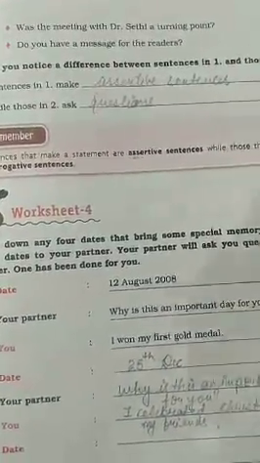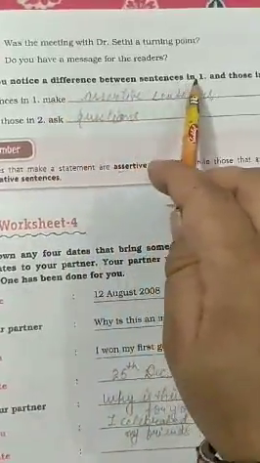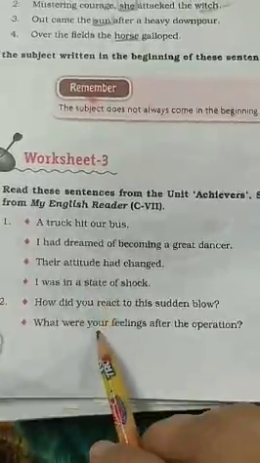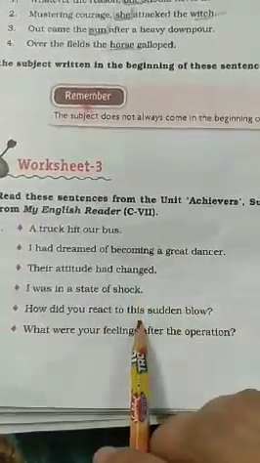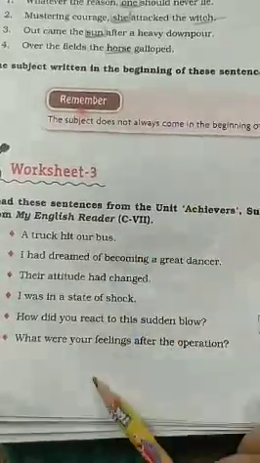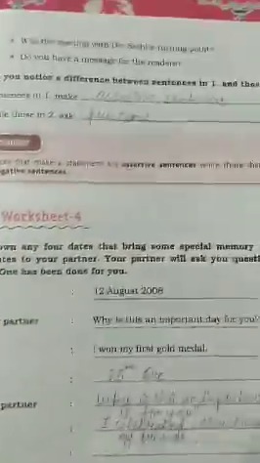So now you have a question on the basis of these sentences. Do you notice a difference between sentences 1 and those in 2? So have you noticed any differences? These are sentences 1 and these are sentences 2. You can see a clear difference: there is a full stop here and there is a question mark here. So what difference does it make in those sentences?